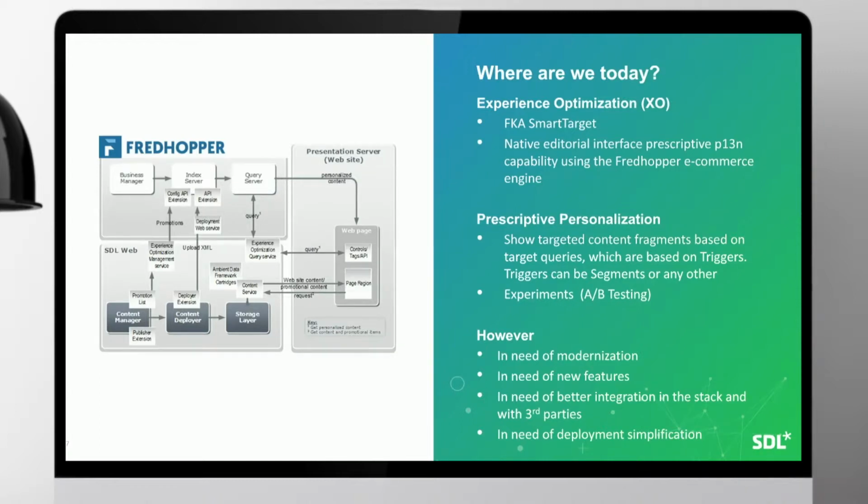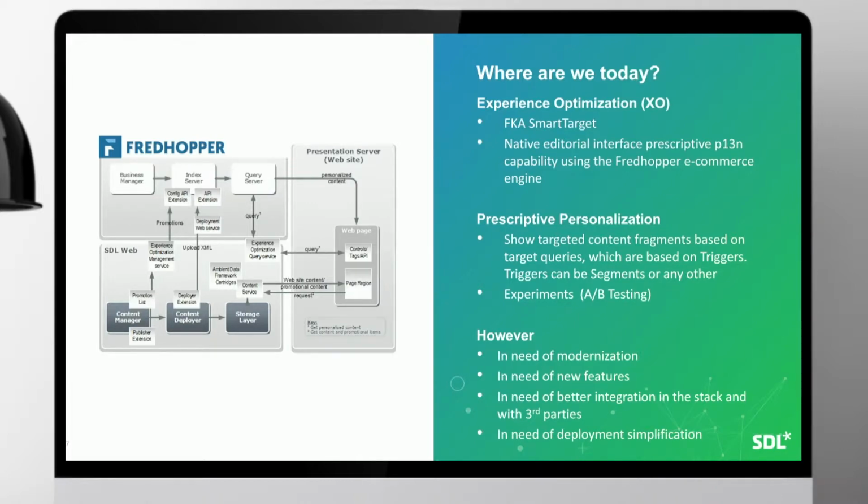And the other thing that we could do with Smart Target was that there was some capability to do some A/B testing in your website, and that whole feature was called experiments and all the things that are around it. And I think it's safe to say that this capability has served Tridion quite well.